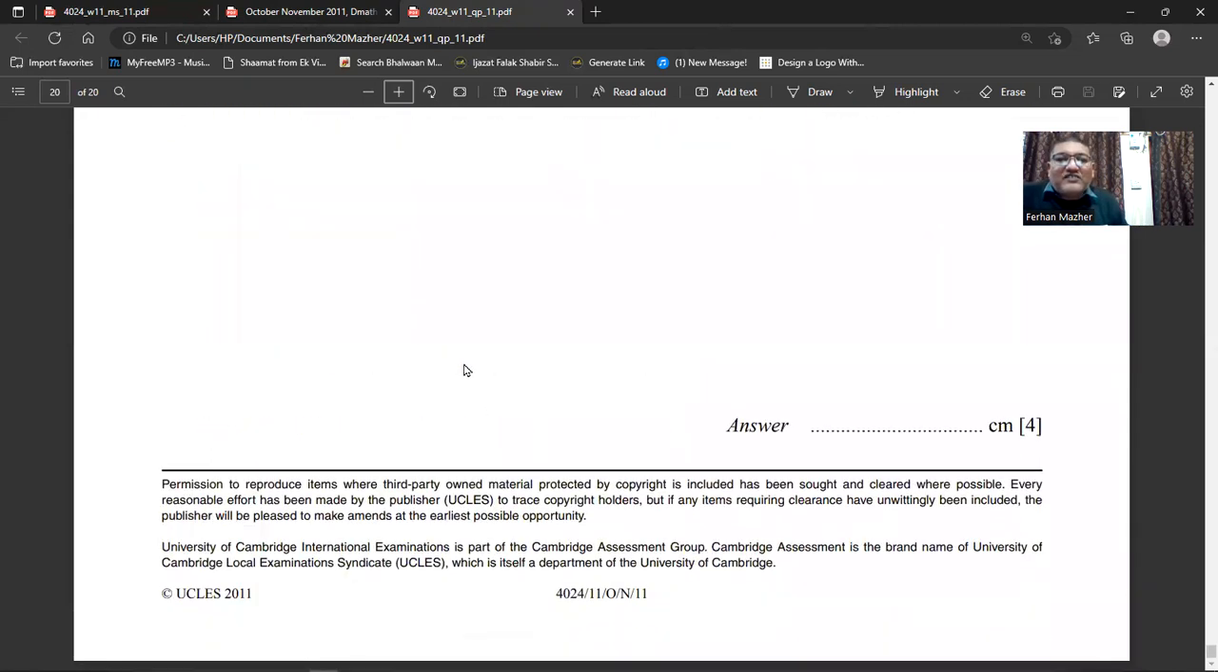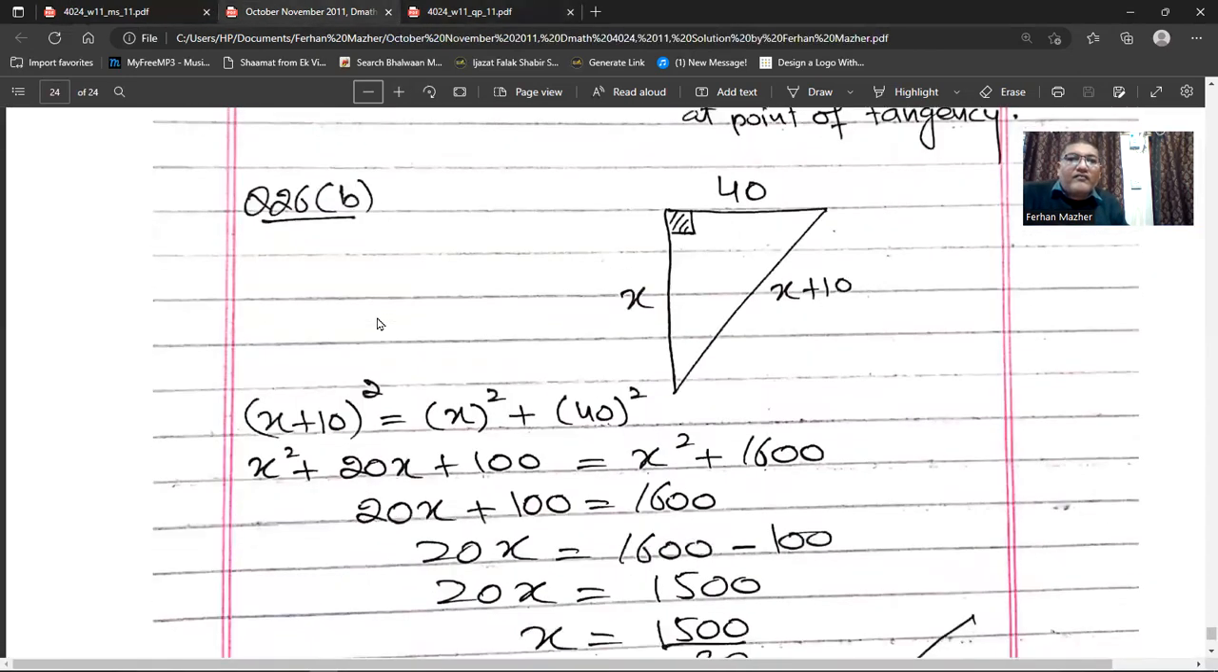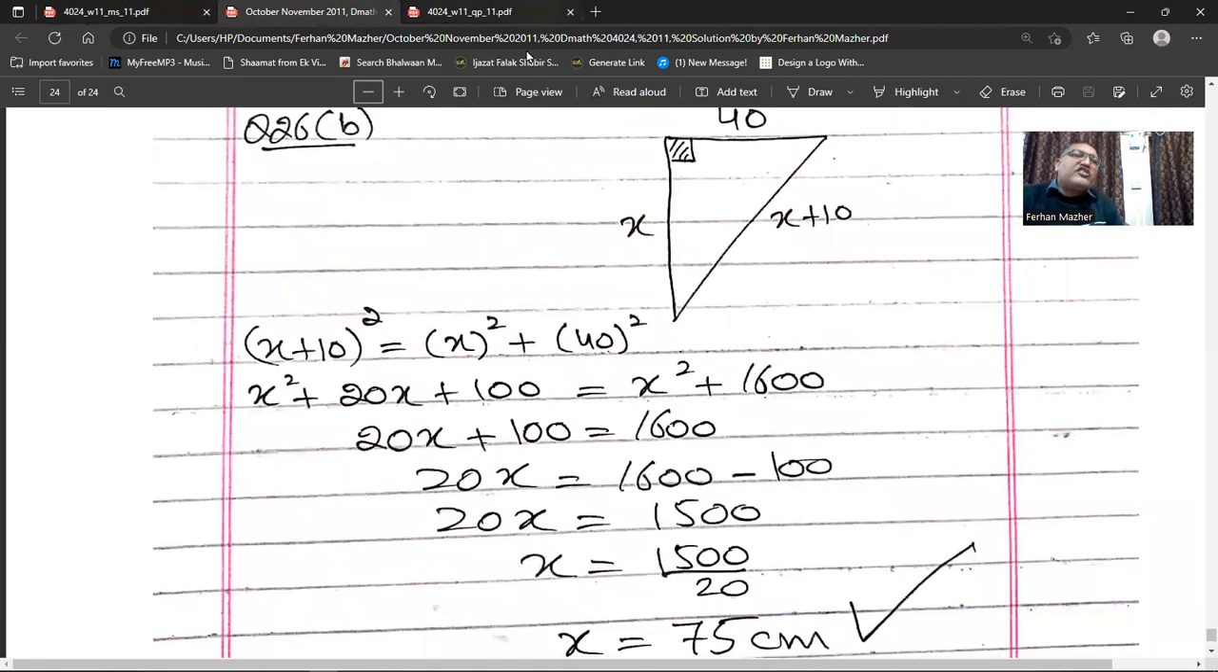It's a 4 marks question. Let me show you. This is 40, this is X plus 10, this is X. So apply the Pythagoras theorem. This is a right angle triangle. So you will have X plus 10 whole square is equal to X square plus 40 square. So X square plus 20X plus 100 is equal to X square plus 1600. So X square will be gone, so 20X plus 100 is equal to 1600.